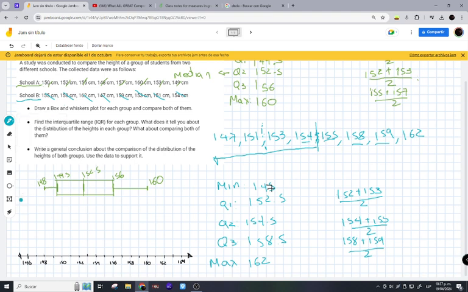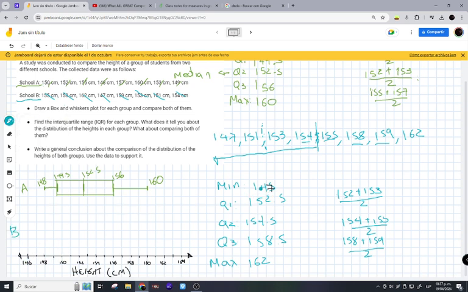And now I'm gonna do the same with school B. Okay. Oh, by the way, don't forget to label here school A, here height, in centimeters, and school B. Let's actually do it over here.